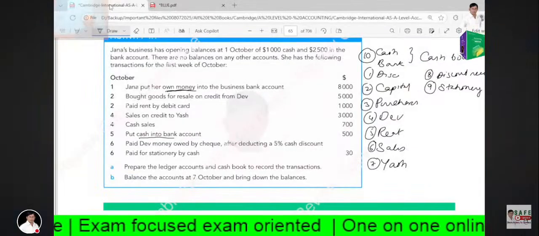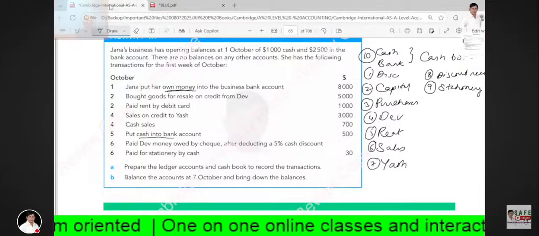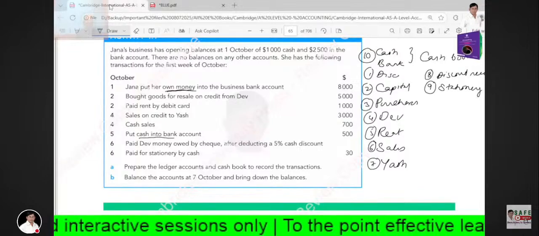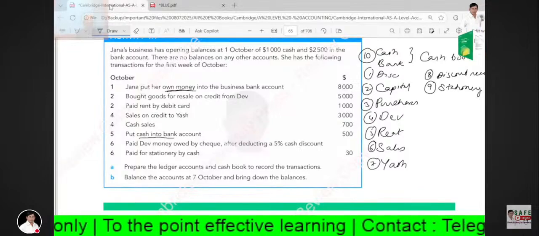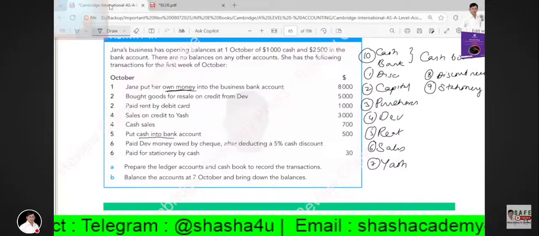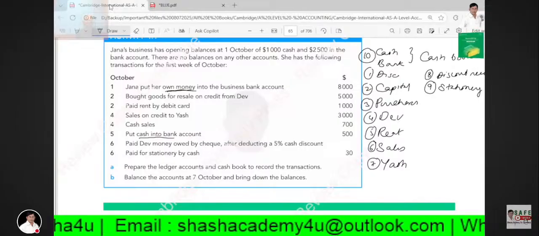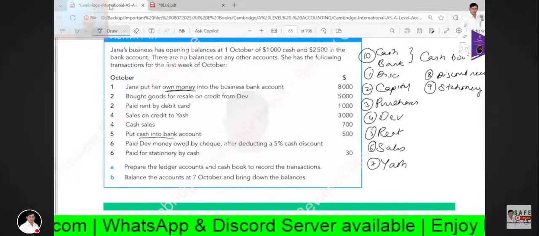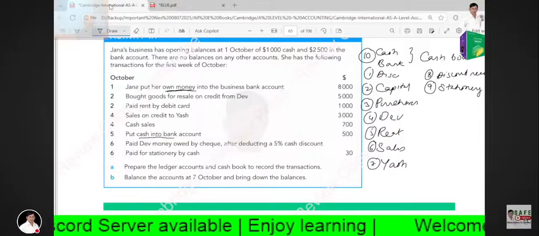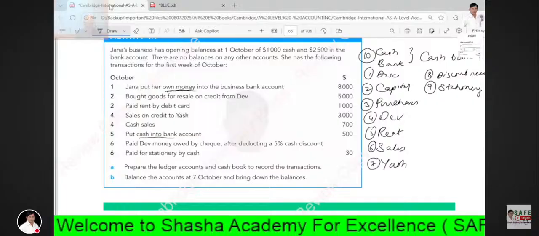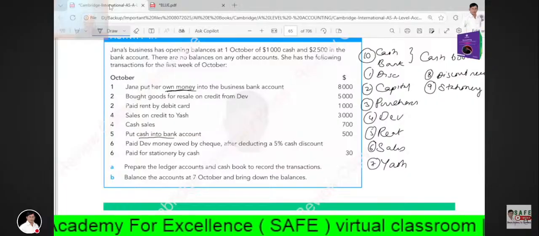Paid the money owed by check after deducting 5% cash discount. So whatever money we have to pay to them. We have bought goods worth 5,000, and we have to pay after deducting a discount of 5% on the 6th. So how much do we have to pay? 5,000, 5% is 250. 4,750 we have to pay on the 6th.